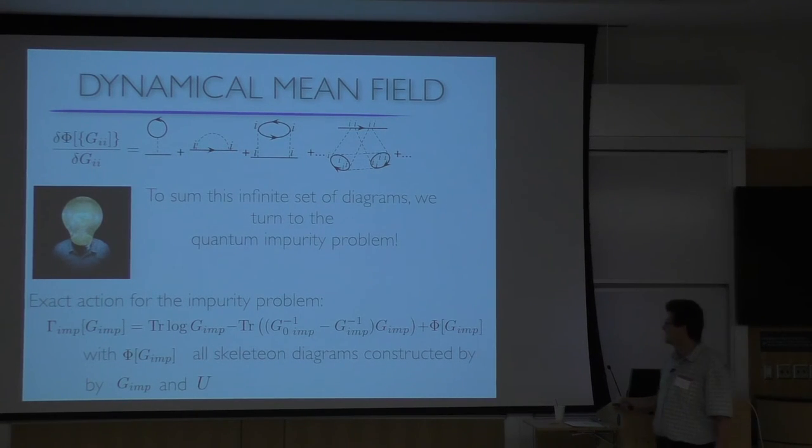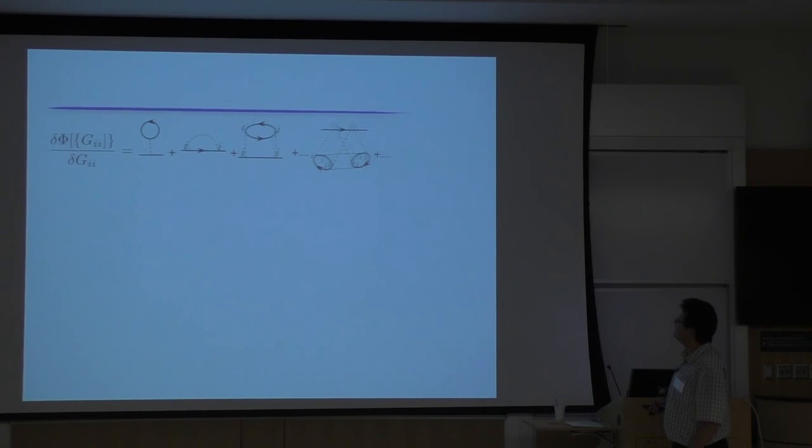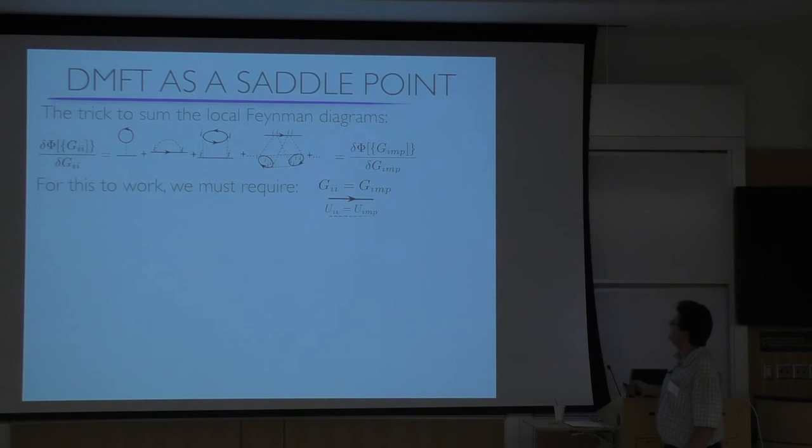But let's go through this. So for the quantum impurity problem, we can write a similar Luttinger-Ward functional: trace log G impurity, everything is impurity now, and phi of G impurity. And now this phi is the one that you're searching for. It turns out it's the same phi as the one for the DMFT. So how do you see that? Well, I need all these local diagrams. Everything starts at I, ends at I. But when I do the quantum impurity problem, I have only one site which is interacting, only one site.